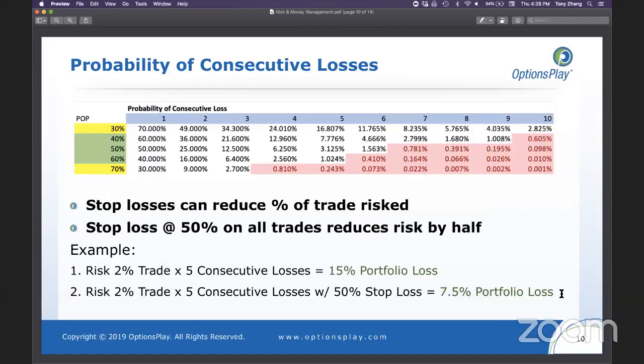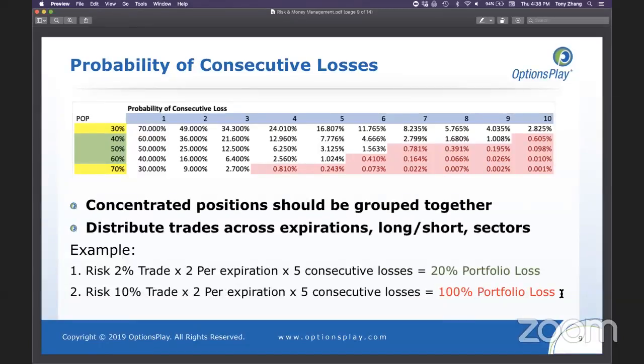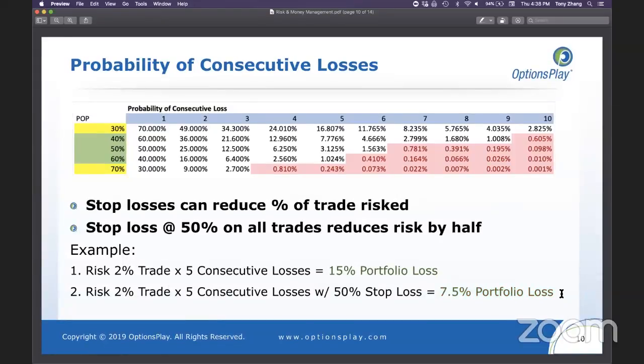So those are the 2 factors you want to consider when you're planning for the worst case scenario. Are my trades concentrated? If they are, you need to make sure that they get grouped together. And if you are including stop losses in your trades, then you actually are reducing your risk even further. So those are the 2 factors that you need to adjust for when you're thinking about this type of calculation.